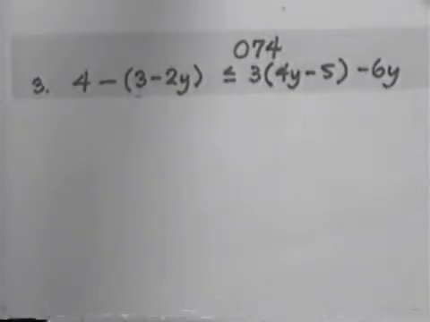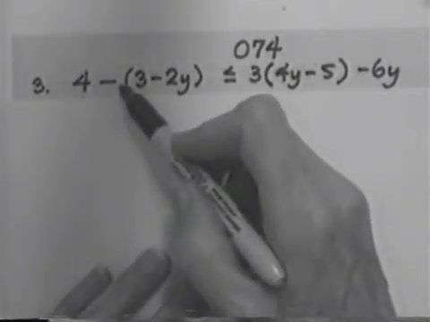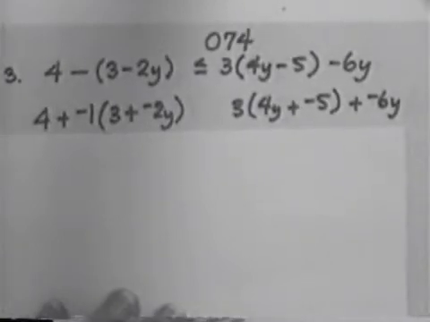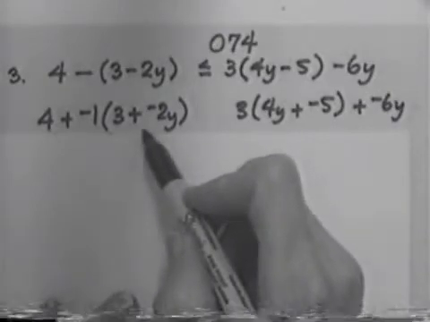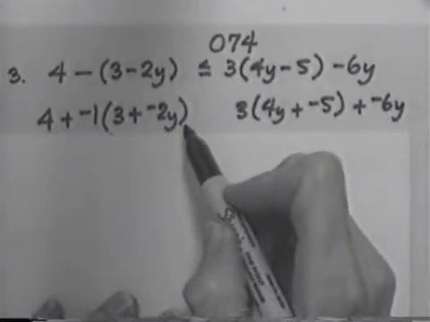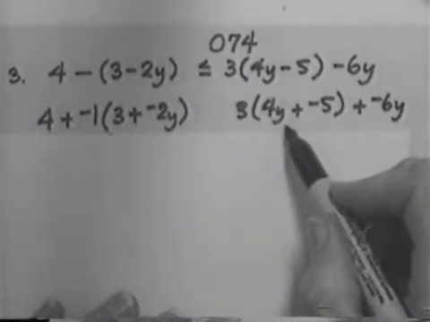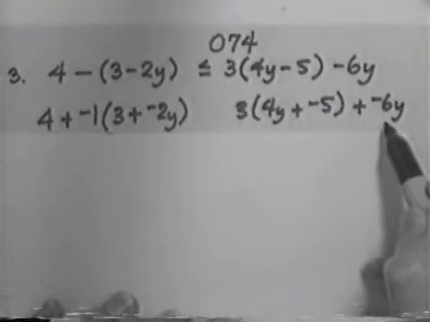The procedure for solving an equation is, first, to simplify both sides of the equation. So we begin by simplifying both sides of this inequality. On the left, we can change the subtract to add negative and put the understood 1 in place before the parentheses. And so we can write 4 add negative 1 times, in parentheses, 3 add negative 2y, close the parentheses. On the right, 3 times, in parentheses, 4y add negative 5, close the parentheses, add negative 6y.